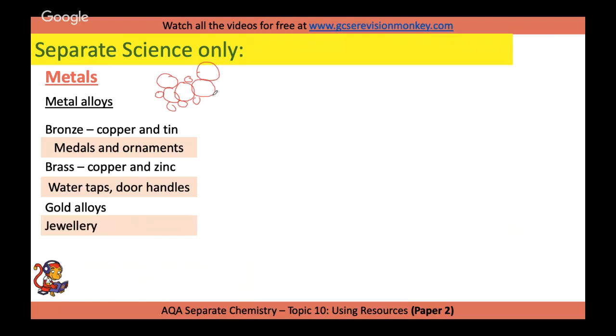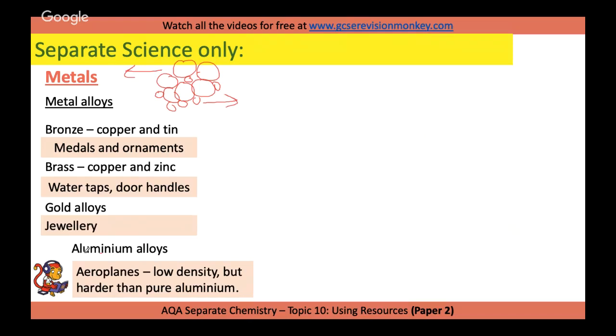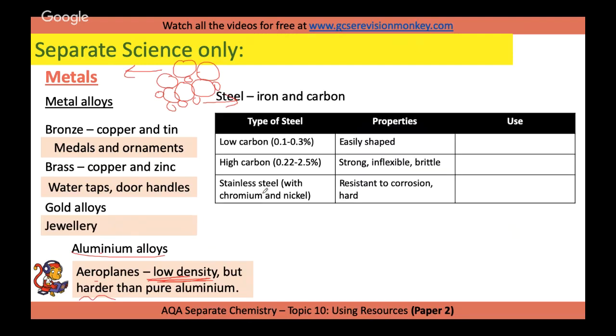So with an alloy, you get a much harder substance because the layers can't slide easily. A lot of the purposes for alloys is to make them harder. Aluminium alloys: aeroplanes are made out of aluminium alloys because they are low density. You want them nice and light to be able to fly in the air. But an alloy of aluminium, again, makes it harder than pure aluminium itself.